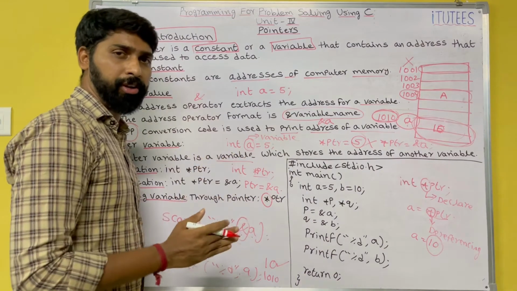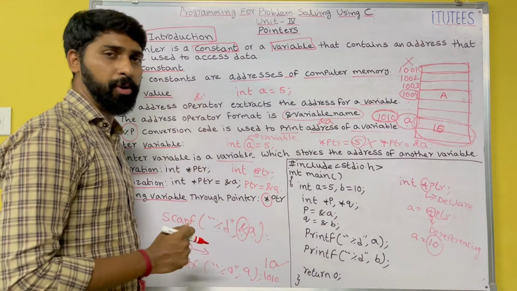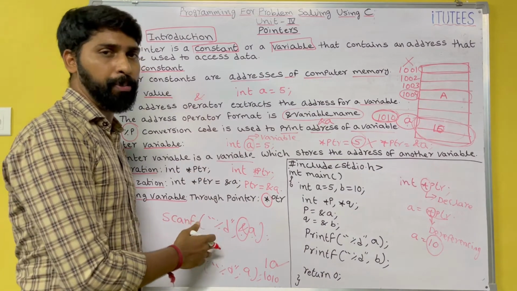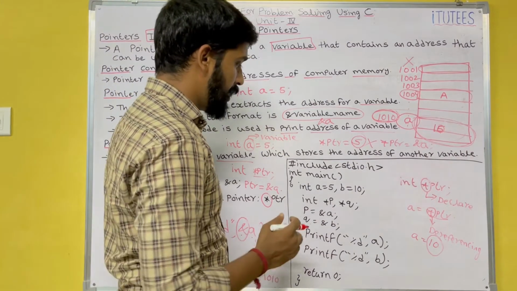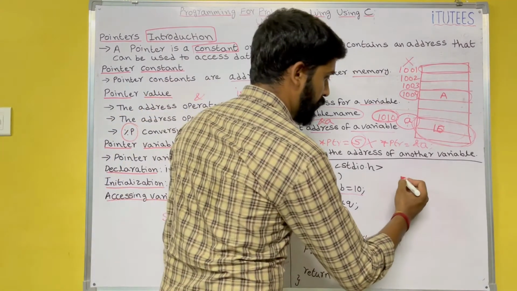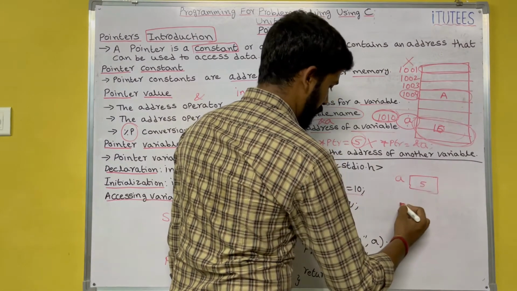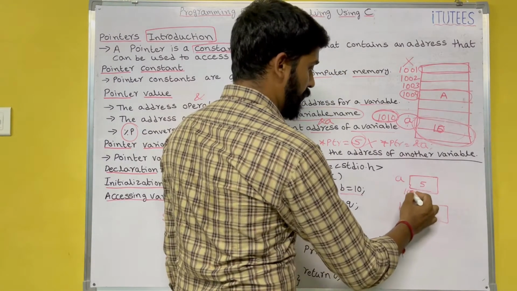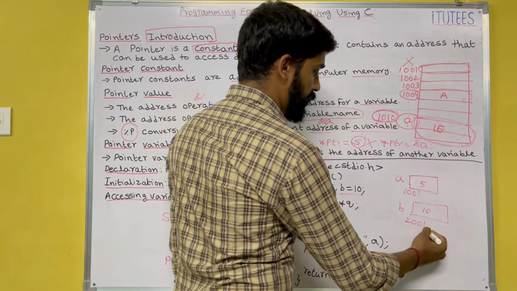So, what is a pointer variable, how to declare a pointer variable, how to initialize the pointer variable, and how to access the content of a variable with the help of a pointer. For that we are going to see one small program. Here we are taking two variables, a equals 5, b equals 10. Let us assume the address of a is 1001, the address of b is 2001.